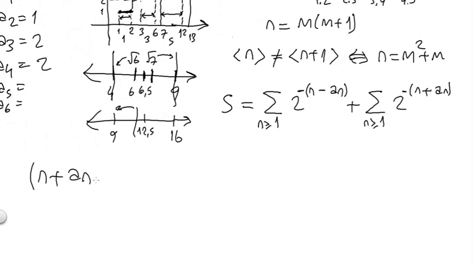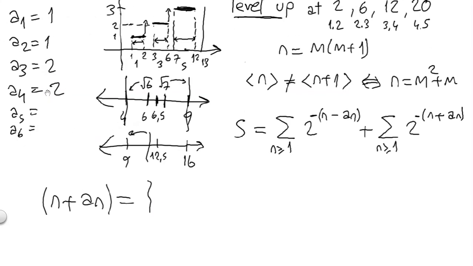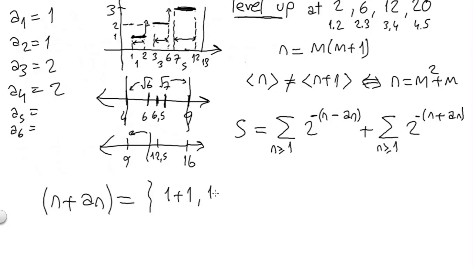Let's say it like this. So I'm gonna find values of this thing. For n is equal to 1, I found that it's just 1, so this is 1 plus 1. For n is equal to 2, a_n is still 1, so this is 2 plus 1. For n is equal to 3, this thing is 2, and n is 3, so it's just 3 plus 2. And next time, 4 plus 2.